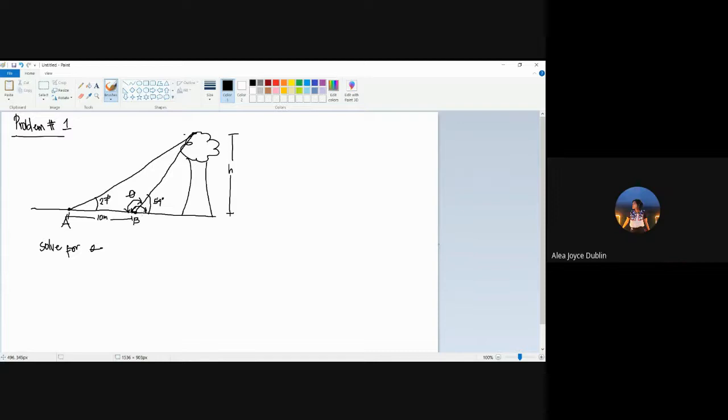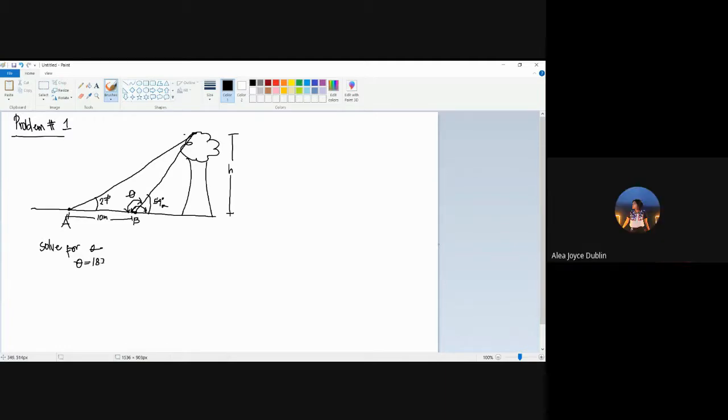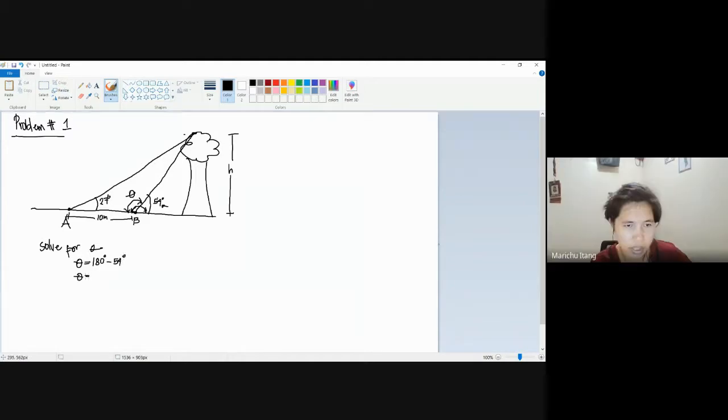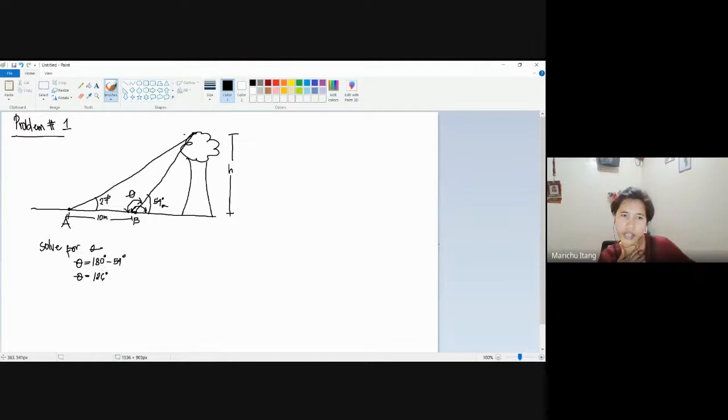This is equivalent to 180 degrees. So 180 degrees minus this 54 degrees is equivalent to our theta. So theta is just equal to 180 degrees minus 54 degrees. Okay, so 180 degrees minus 54, that is equivalent to 126 degrees. Okay, so we have two angles and one side.